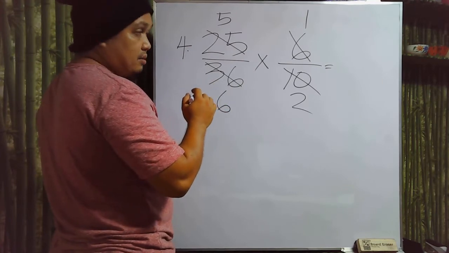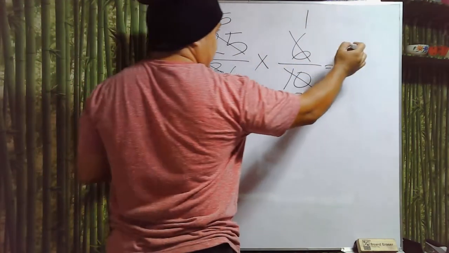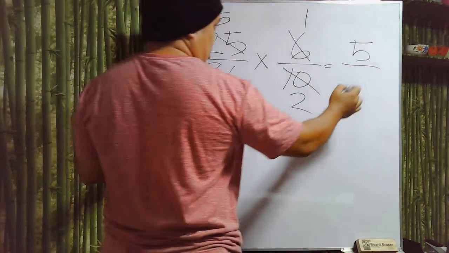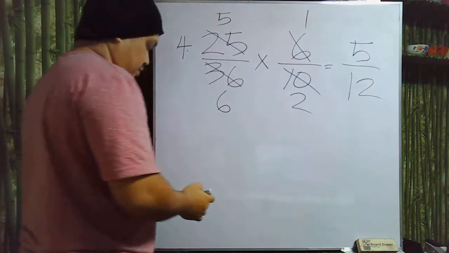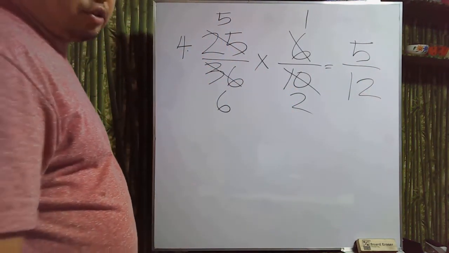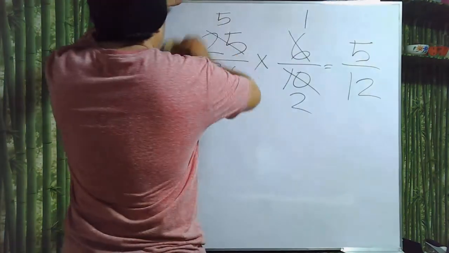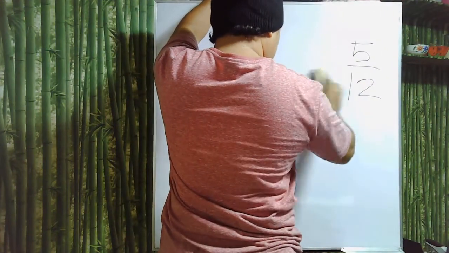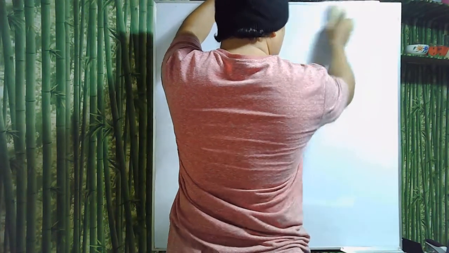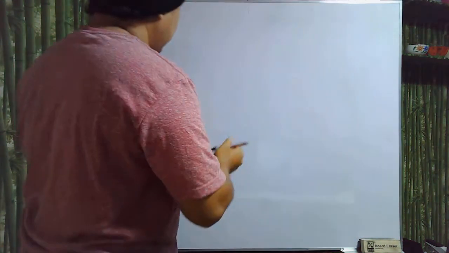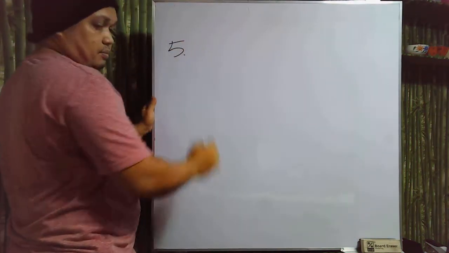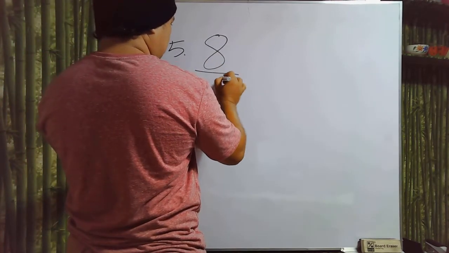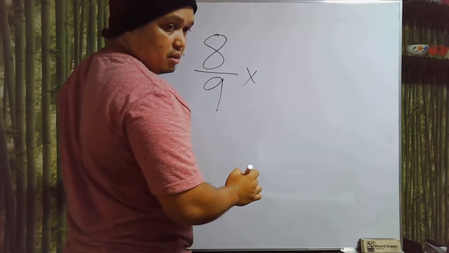Now let's multiply their numerator. 5 times 1 is 5, and let's multiply their denominator, which is 6 times 2 is 12. Okay, so for our final answer, that's 5 over 12. Okay, now let's answer number 5. Last item for this test. Okay, so we have here number 5. Okay, that's 8 over 9 times 3 over 4.